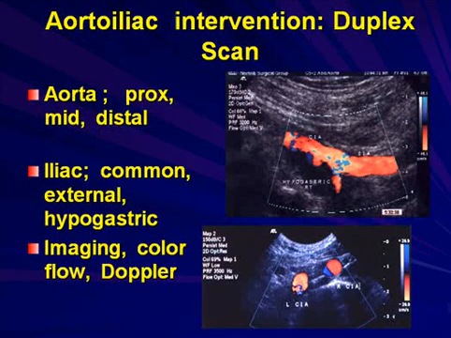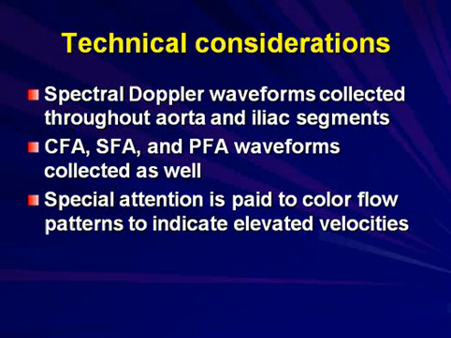So we'll look at the aorta, proximal, mid, and distal, and then the iliacs, including the hypogastric or internal iliacs, and using the B-mode image, color flow, and Doppler, we're going to assess this thoroughly. Spectral waveforms are collected throughout the aorta and iliac segments, and then I normally would collect the runoff vessels of common femoral, SFA, and PFA origins as well.